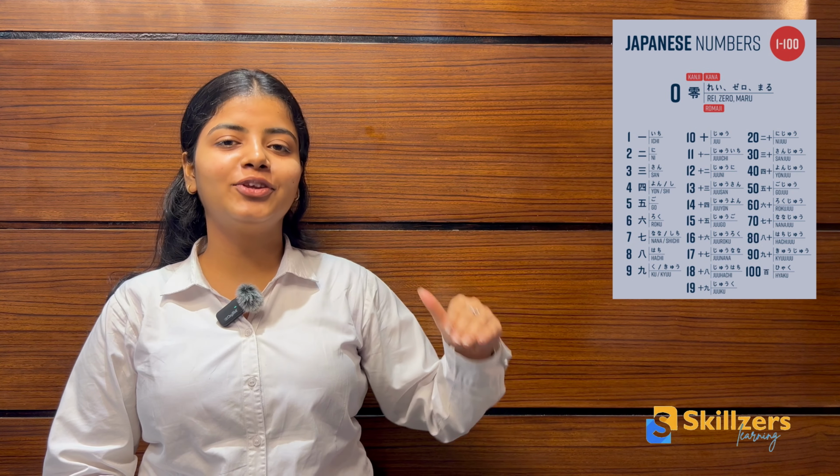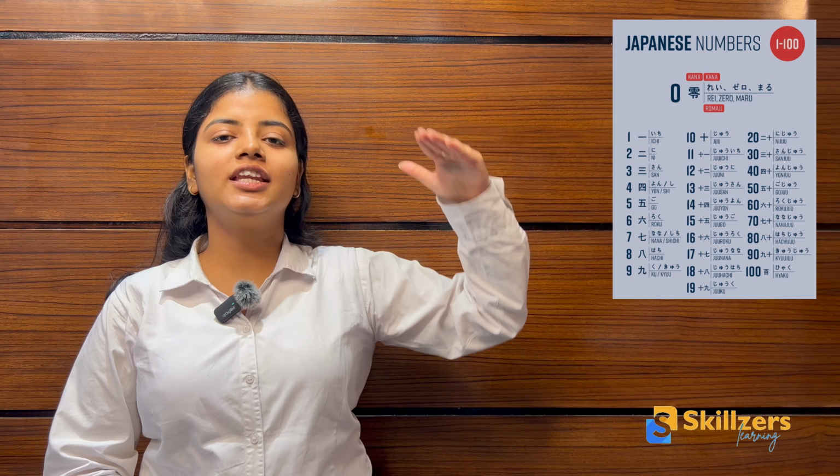Repeat after me. Ichi ni san yon go. Now it's clear to you? So ichi ni san yon go from 1 to 5.